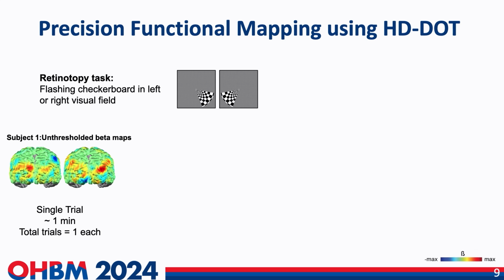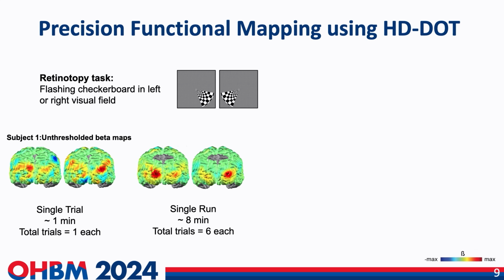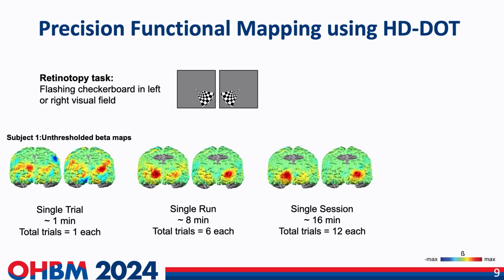This is the map that you see, and as with functional retinotopy maps, we can see the contralateral hemisphere being activated. Now, same thing with a single run, which included 6 trials each for the left and the right. And now moving on to a single session where there were 2 different runs, a total of 16 minutes with 12 trials each. As you can see, the localization of activity is improving as I increase the duration and the number of trials.